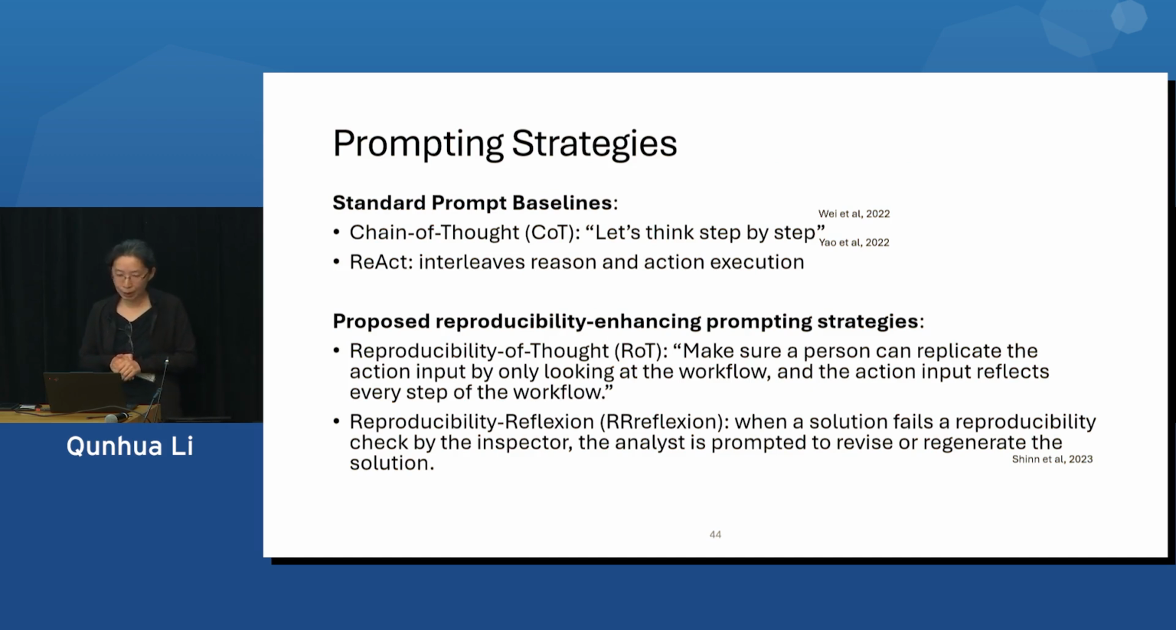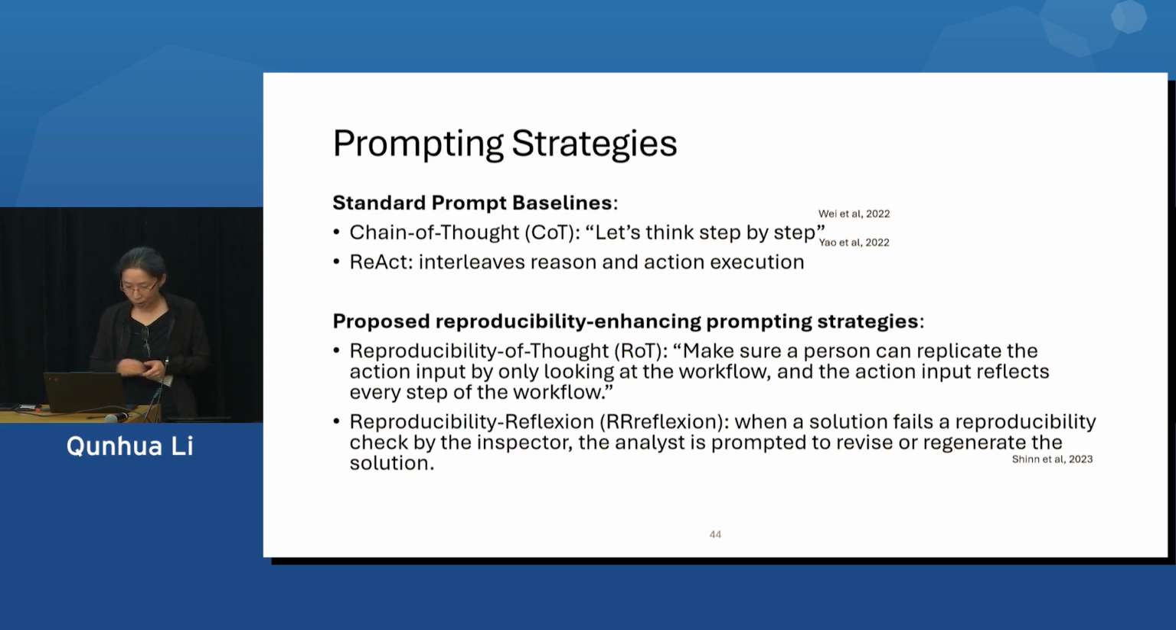Okay, so the results can be affected by several factors. One of them is the prompting strategy. Here we used some standard prompting strategies like chain of thought and ReAct. And then we also wanted to improve the prompting, so we created two strategies. One we call reproducibility of thought, RRT. For this one, we just add a sentence: make sure another person can replicate the action by only looking at the workflow, and the action input reflects every step of the workflow. We just add this sentence to the prompt.